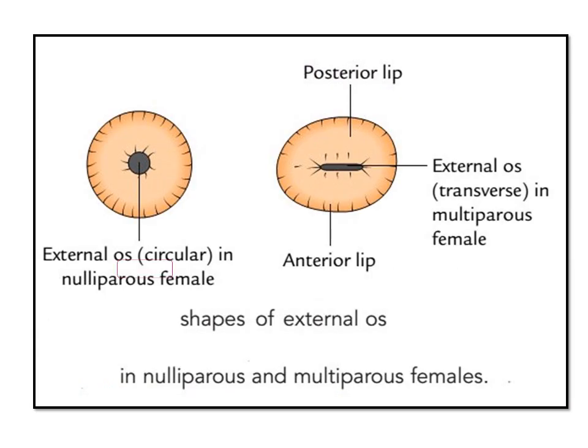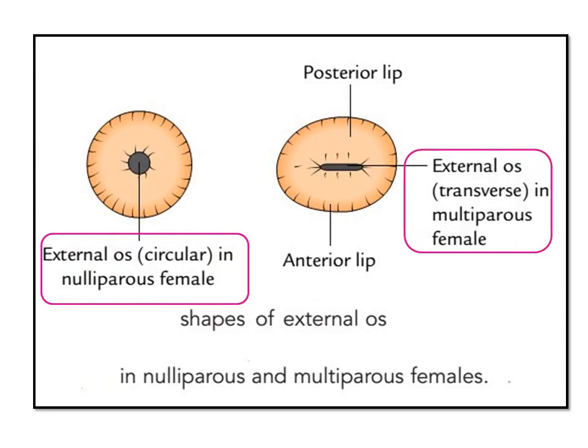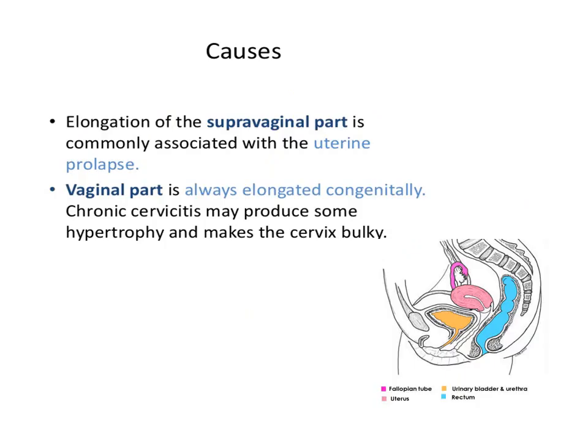So the external os is circular in nulliparous women and transverse in multiparous women, having an anterior lip and a posterior lip. Coming to the important clinical aspects of the cervix, the supravaginal part is commonly associated with uterine prolapse. The vaginal part is usually elongated congenitally or sometimes in chronic cervicitis, which can produce hypertrophy of the cervix.